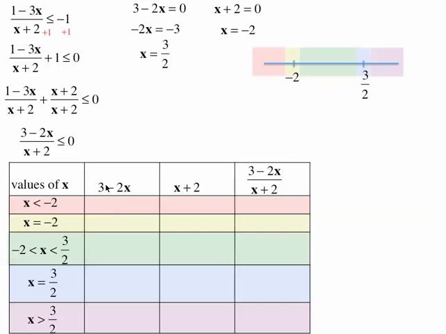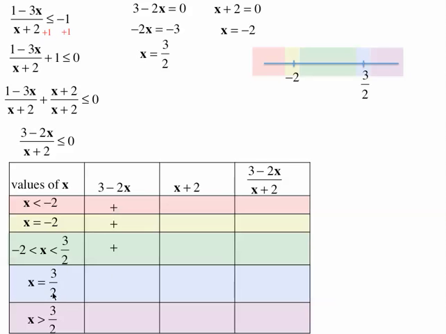What's the value of 3 minus 2x when x is less than negative 2? For example, when x is negative 3. Negative 2 times negative 3 is positive 6. 3 plus 6 is 9, which is positive. So the result is positive. What about when x is equal to negative 2? Negative 2 times negative 2 is positive 4. 3 plus 4 is 7, which is positive. What about between negative 2 and 3 over 2? I'm going to pick 0, for example. Negative 2 times 0 is 0, so just 3, which is positive.